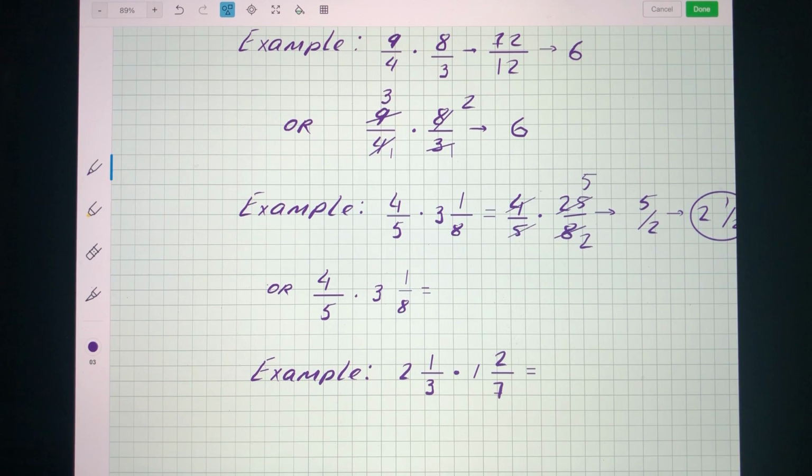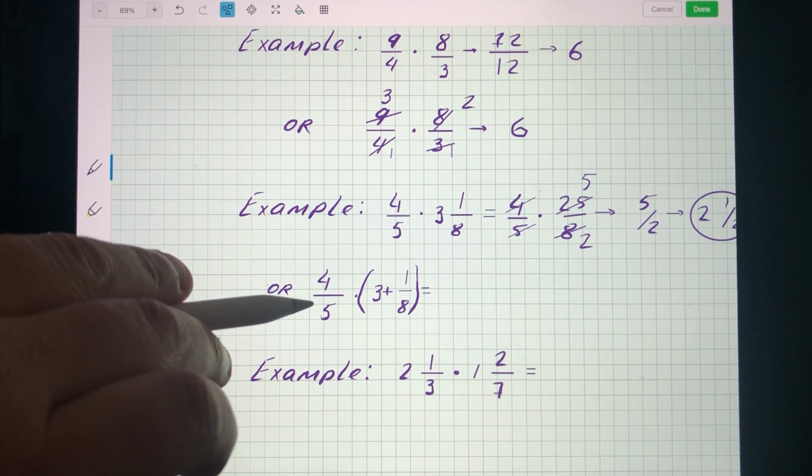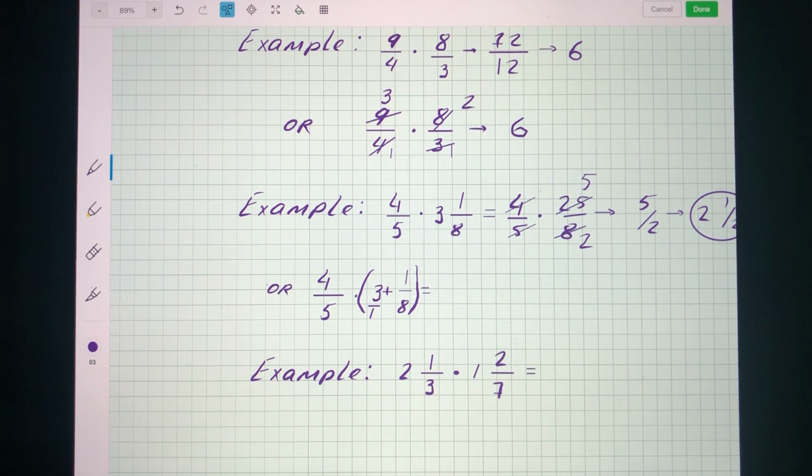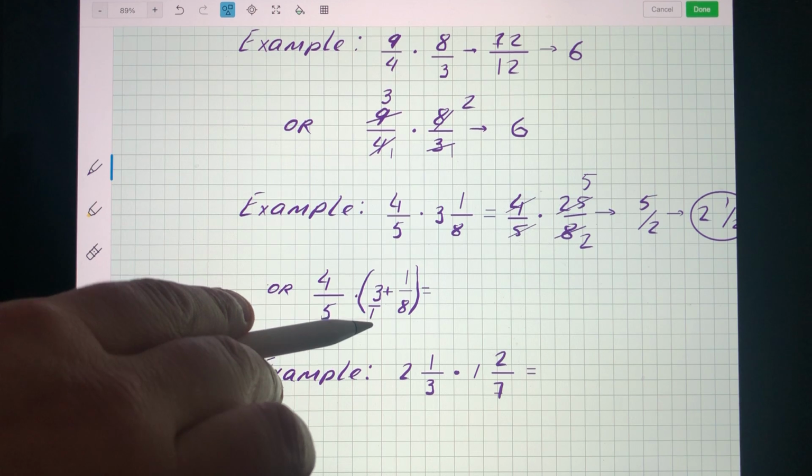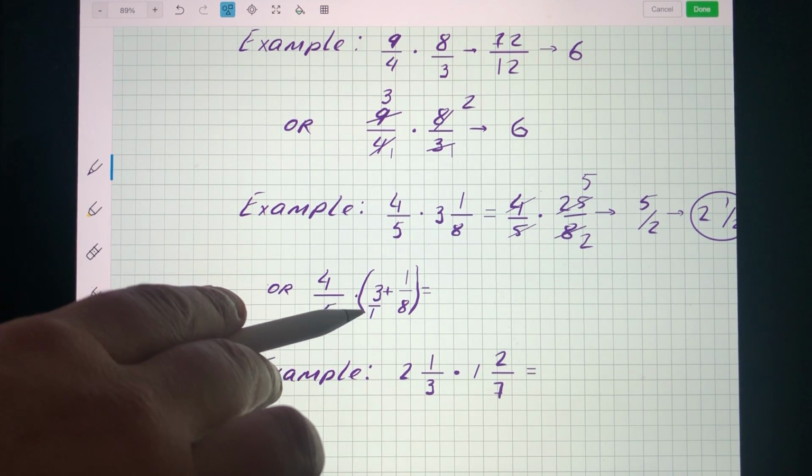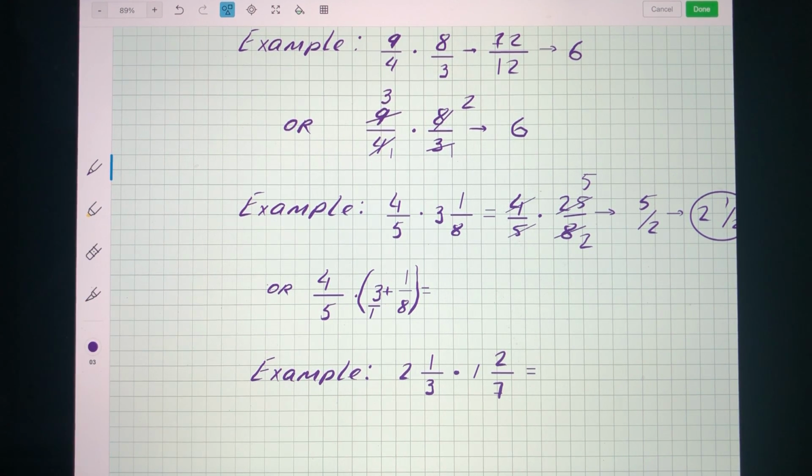Now let's do it a different way. The 3 1/8 is the same as 3 plus 1/8, and we can actually multiply it in this format. 3 is the same as 3 over 1, and 1/8 is 1 divided by 8. So we don't need to use a common denominator because we will do multiplication first. As if we're distributing 4/5, 4 times 3 is 12, 5 times 1 is 5, and then 4 times 1 is 4, and 5 times 8 is 40. So we can see that 4 and 40 reduces by 4. We have 12/5 plus 1/10.